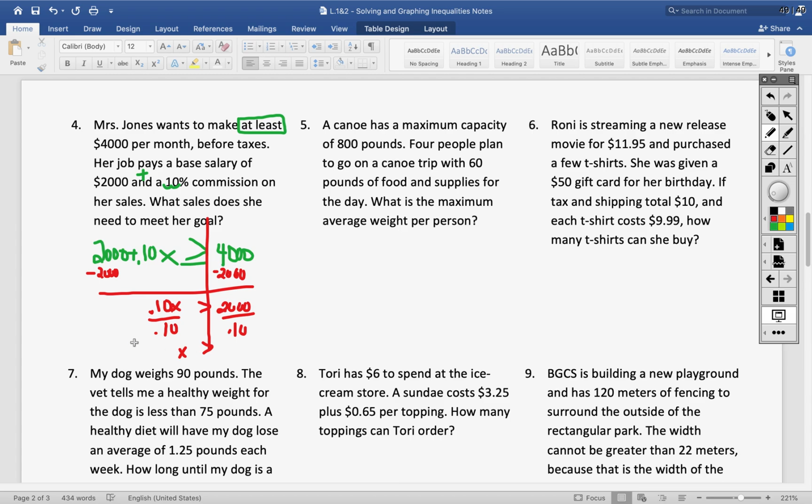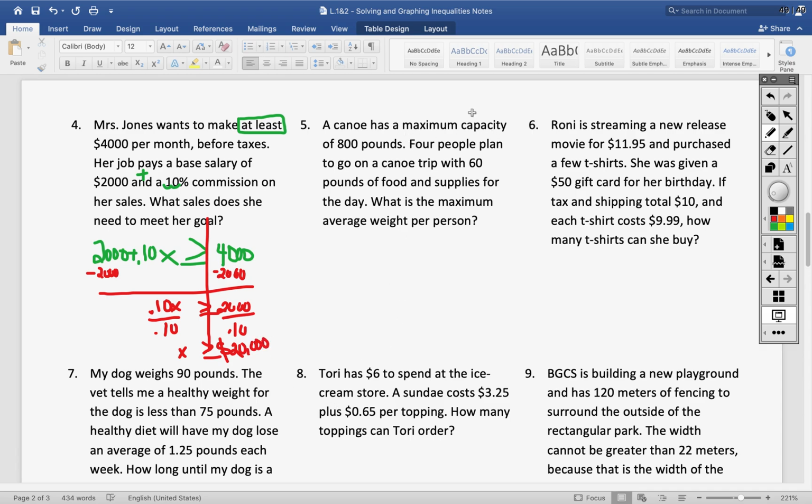So 2,000 divided by 0.10 equals $20,000 in sales. So she needs to make $20,000 in sales in order to reach her goal.